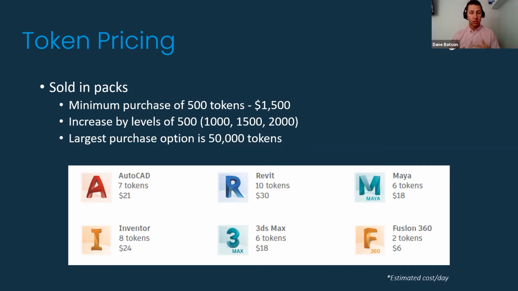AutoCAD would be 7 tokens, Revit's 10 tokens, and that is in a 24-hour period. So token usage, as I said earlier, is based on a 24-hour period of usage. So if you have a user who logged into AutoCAD at 8 a.m., used it till 10 a.m., logged back out, came back in at 5 p.m. till 10 p.m., that would be considered that 24-hour period. In that 24 hours, you would be charged 7 tokens. So from 8 a.m. to 8 a.m. the next day, that's that 24-hour period.